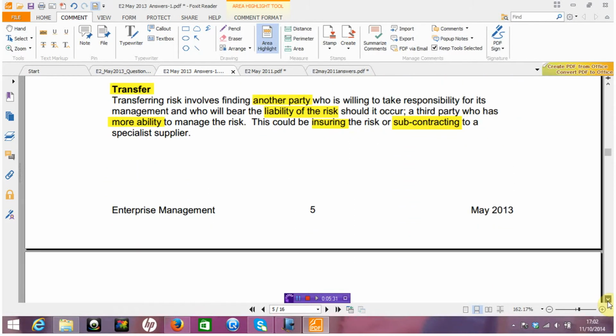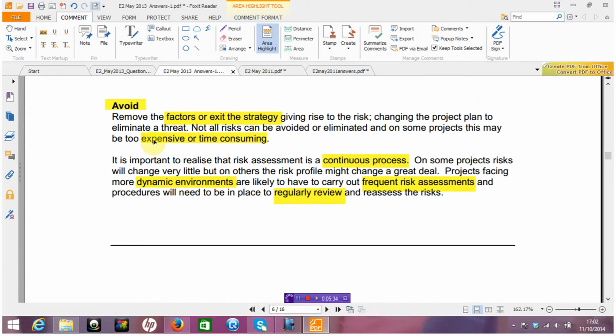Next point, in relation to avoidance, there are really two areas under this heading. Students sometimes get one, but not the other. Students are happy enough to talk about exiting the strategy, in other words, perhaps not going ahead with the project at all. But we could also try to remove the factors associated with the risk, or change the project plan in some way. It may well be, though, that changing things could be very expensive, so we may be left in a position where we have to avoid the project, or indeed this particular strategy altogether.